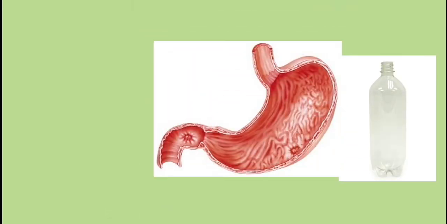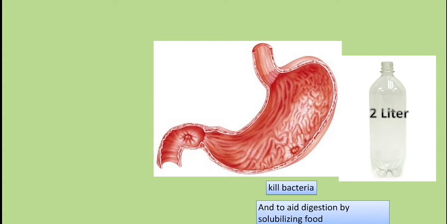Parietal cells in the stomach secrete roughly 2 liters of acid a day in the form of hydrochloric acid. The acid in the stomach functions to kill bacteria, and to aid digestion by solubilizing food. The acid is also important to establish the optimal pH, between 1.8–3.5, for the function of the digestive enzyme pepsin.